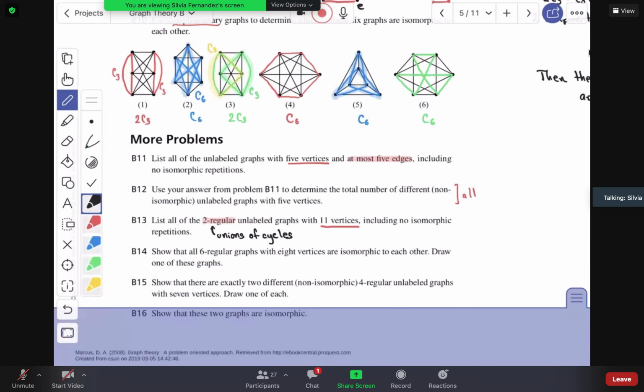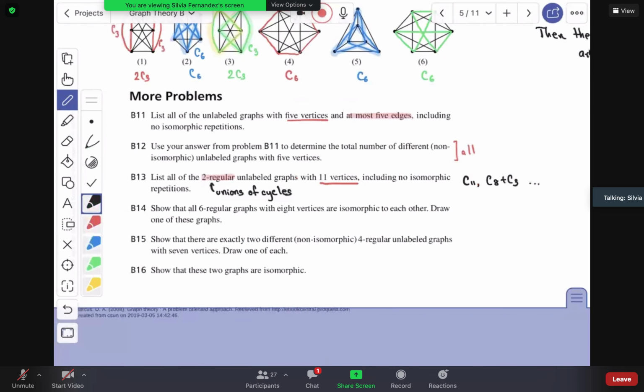How many can you have? I can have C11, I can have C3 and a C8. All of those are 2 regular. If you actually draw them, you'll see that all the degrees are 2. And those are the only possibilities. They have to be unions of cycles. So here you essentially have to find the partitions of 11 into parts that are at least 3. See if you can handle that.